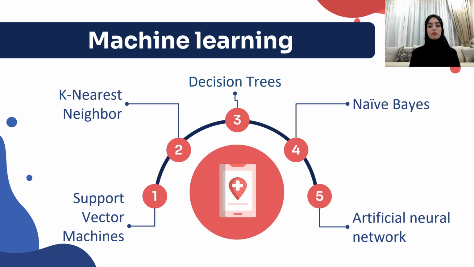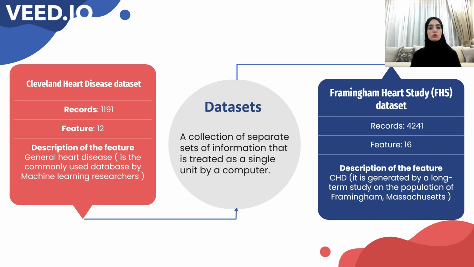So after we review the 5 algorithms, let's talk about the different datasets we used. In our project, we used 2 different datasets to train the supervised machine learning algorithm. The first dataset is the Cleveland heart disease dataset, and the second dataset is the FHS dataset. The reason for using 2 datasets is that each one has different unique features and attributes. This will help to obtain a high percentage of prediction.